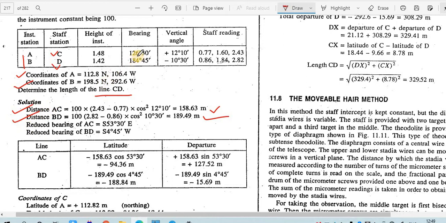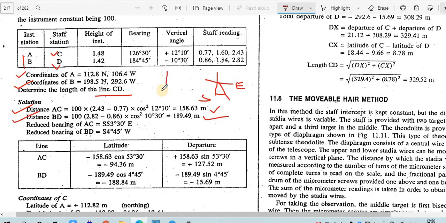Now, in order to convert this into latitude and departure, we need to convert this value into what? Your reduced bearing. This is in the form of full circle bearing, so we are trying to reduce it. Reduced bearing is in the form of north-south. Since it is in the 126 degree 30 minutes direction, this will be south, and this will be east. So reduced bearing is nothing but the angle measured from either north or south, whichever is nearer. In this case it is near the south. So 180 degree minus 126 degree 30 minutes will give you 53 degree 30 minutes southeast.